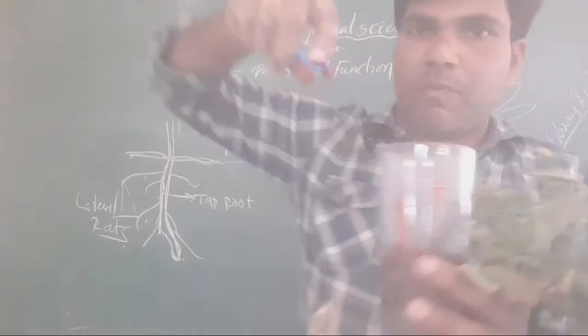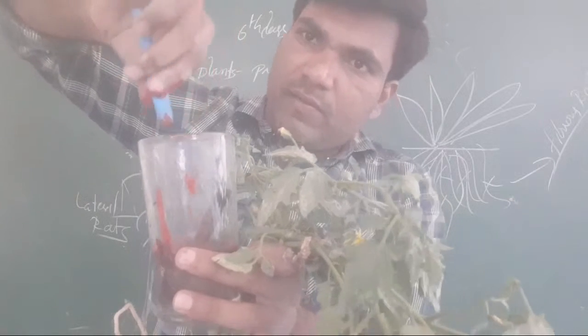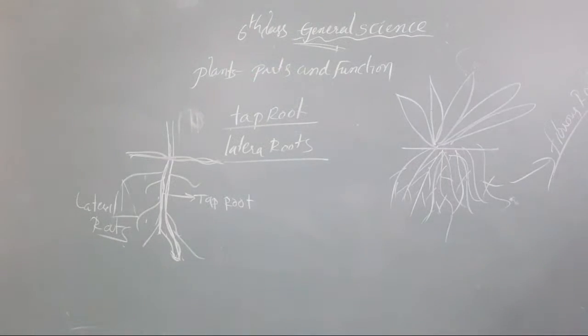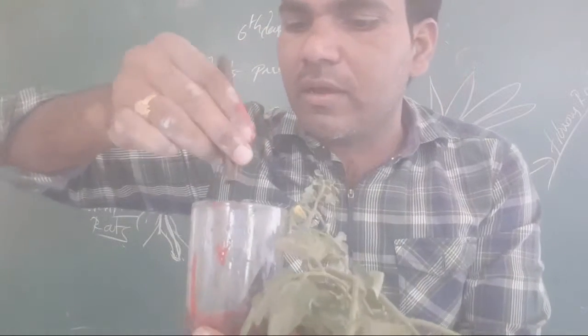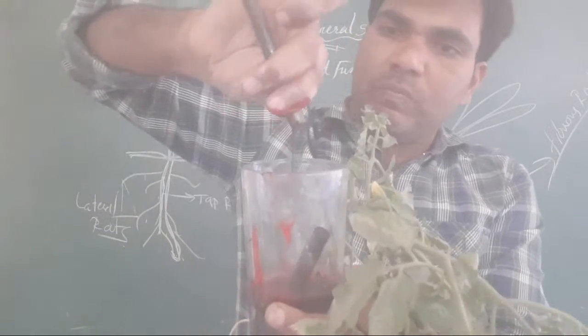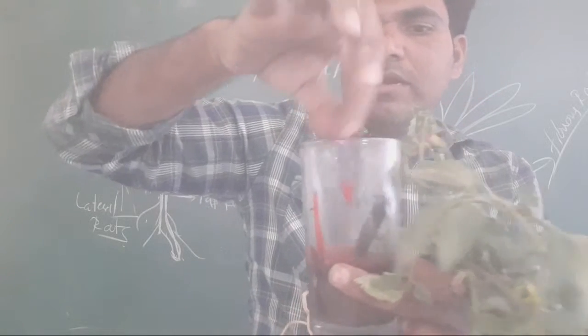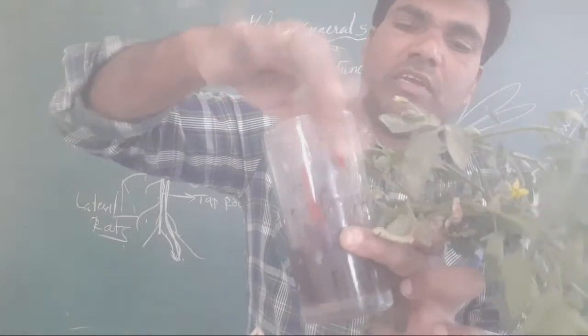You take one more plant. Now, you have to take red color ink and some water. Like this, you take this ink in this particular water, and you mix the ink. Got it? You mix it here.